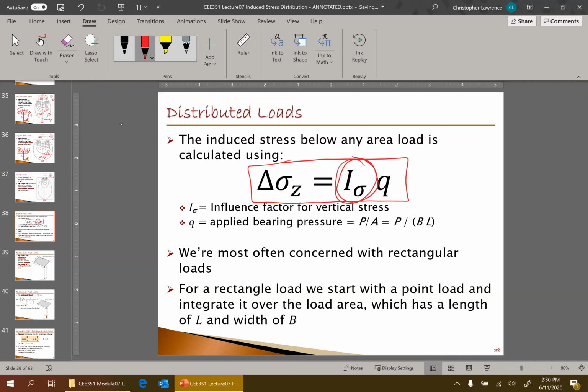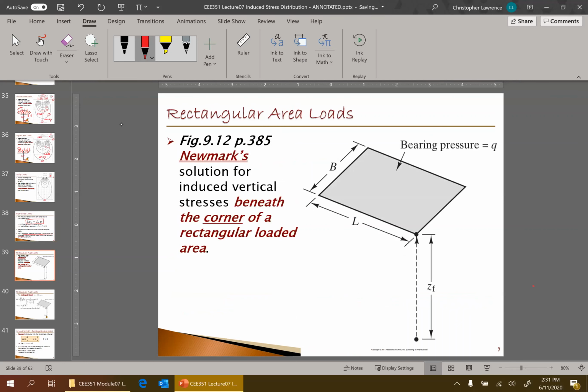How do we determine the influence factor? The circle, the square, the strip, and the rectangle is the same equation right here, but how do we determine the influence factor? Okay, for the rectangular load, we start with a point load and integrate it the same way as we did all the others, but the integral is a little bit more complicated because, like I've said a few times, it has two variables instead of just one.